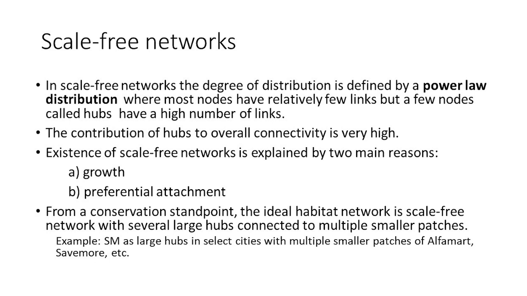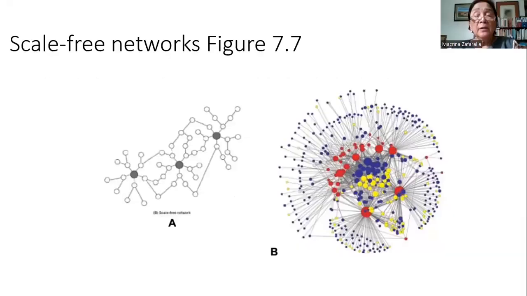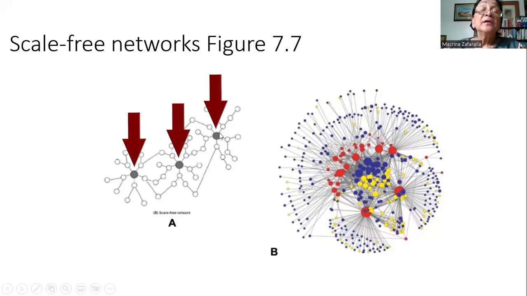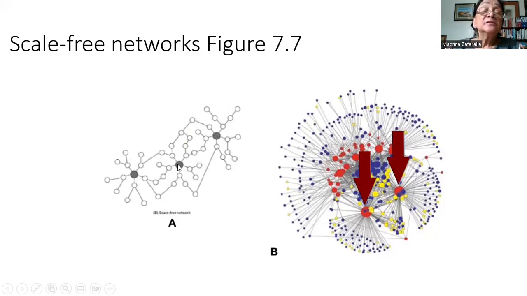From a conservation standpoint, the ideal habitat network is a scale-free network with several large hubs connected to multiple smaller patches. For example, we have Shumart as a large hub in select cities, with multiple smaller patches like Alphamart, Save More, etc. Here is a diagrammatic representation of scale-free networks. These are the major hubs linked to smaller hubs around them.